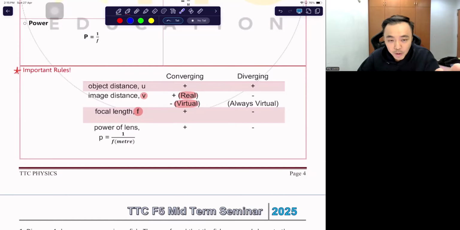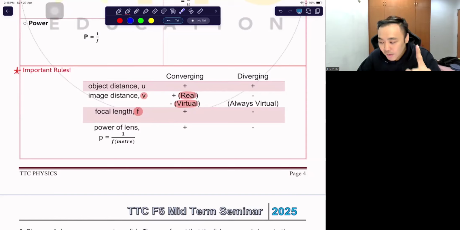So what's the best way to do it? Simple. Number one, drawing. If you're doing a ray diagram, simple: if you see the arrow, I mean the image, if it's a solid line, that's a real image. If it's a dotted line, that's virtual. Now, second, of course, people ask, then what is the real meaning of virtual and real? Simple. Real image and virtual image, one thing is different.